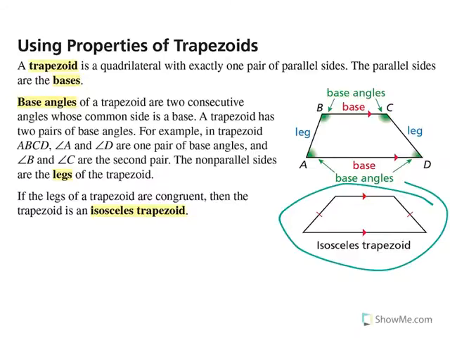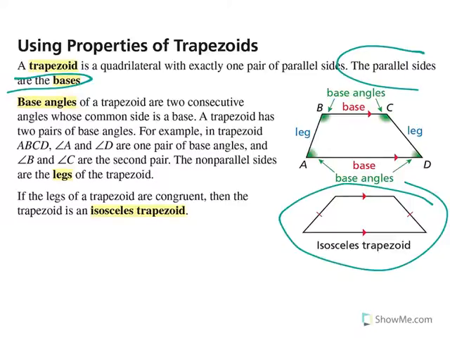Those parallel sides are called the bases of our trapezoid. And this terminology is going to be important, especially when we talk about the base angles, and later on the mid-segment, area and all that stuff. You have to be able to know what the bases are in your trapezoid. So when we talk about bases, we're also going to be talking about base angles. Base angles are the two angles that come off the same base.